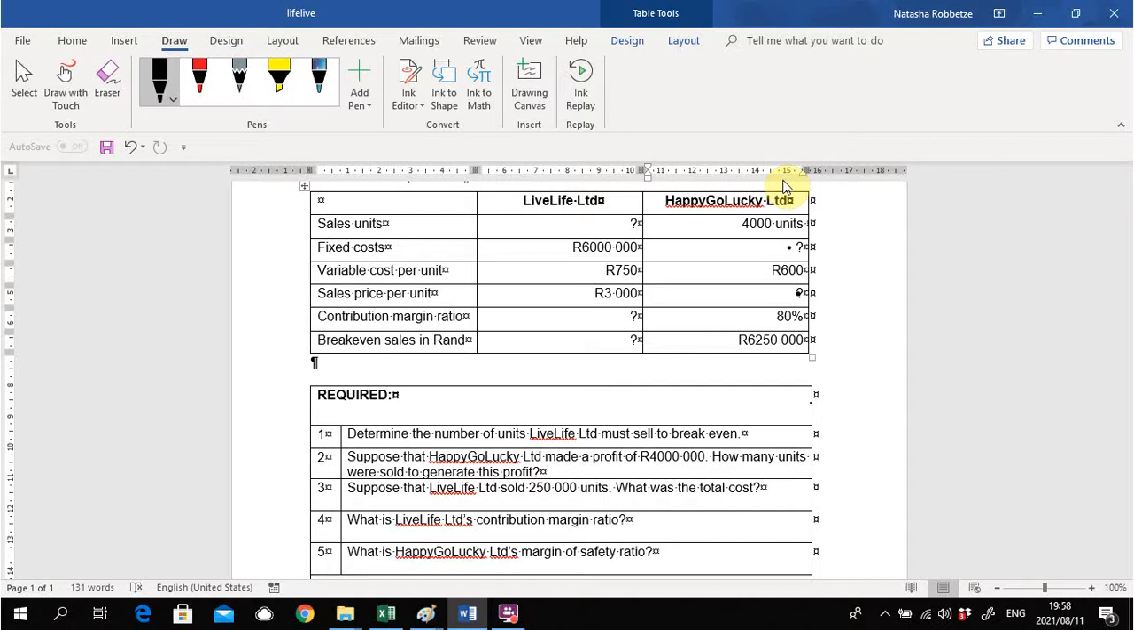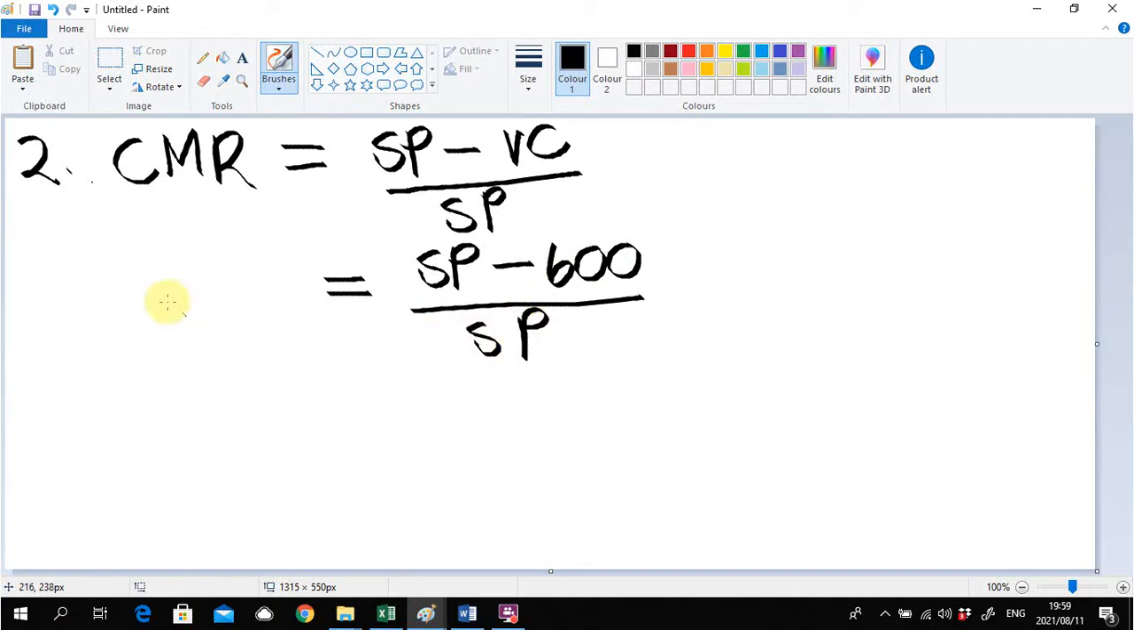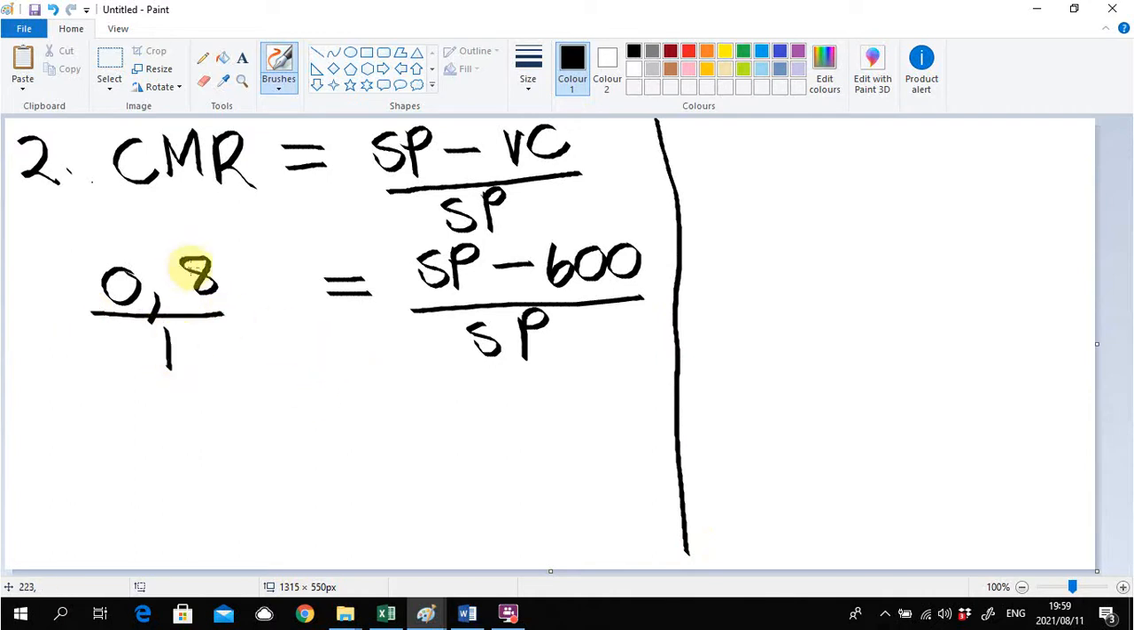What is very important to remember about the contribution margin is when we apply our mathematics, we always use it in the decimal format. So going back, I'm going to say I don't know the selling price. I know the variable cost, it's 600. I don't know the selling price, but I do have the contribution margin ratio. In decimals, it's 0,8. Now I can apply mathematics. I'm just going to split this page in two. I can apply mathematics in order to solve this because now I can do cross multiplication, right?